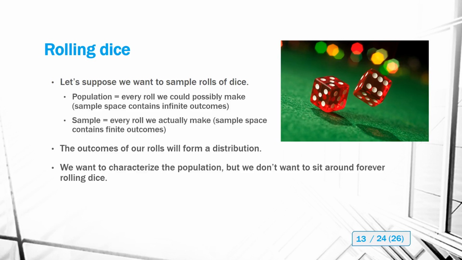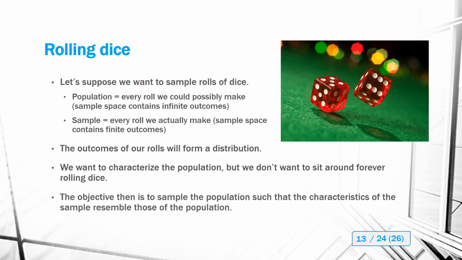I mean, life is short, and I don't know about you, but I've got better things to do with my one life than sit around rolling dice forever. So, how do we characterize the population without actually taking all of the outcomes in the population?